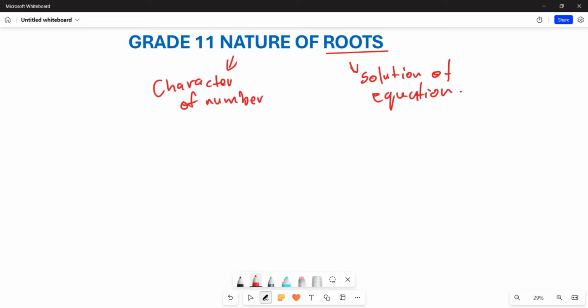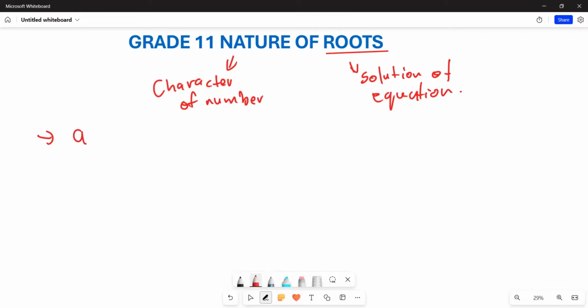Now, it is important to understand that when we discuss the nature of roots, we are describing the type of numbers that the root can be. Again, we are describing the number in terms of its significance in this particular equation. Now, the root of any equation.